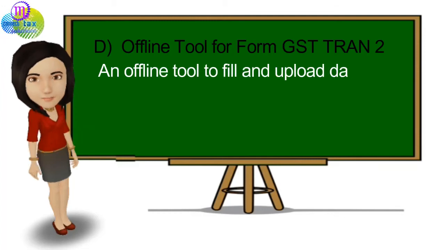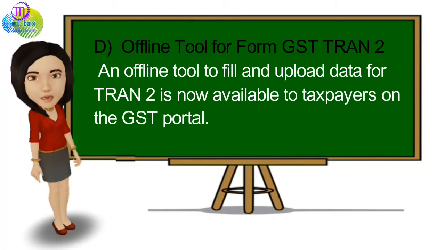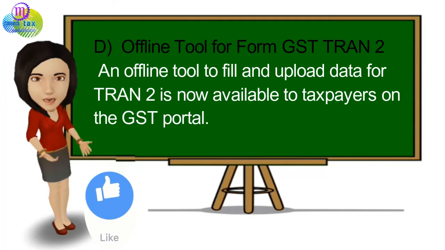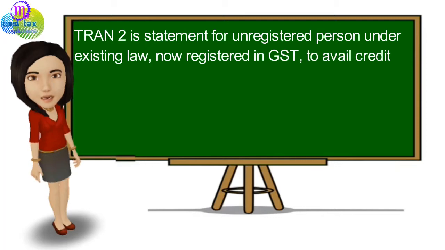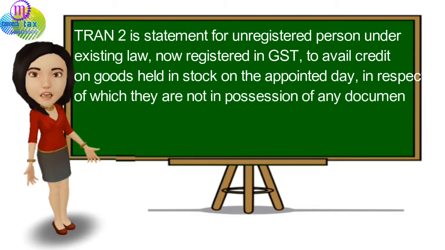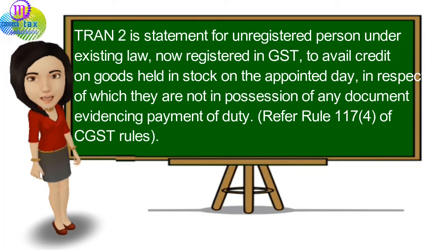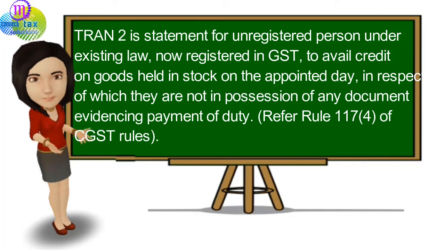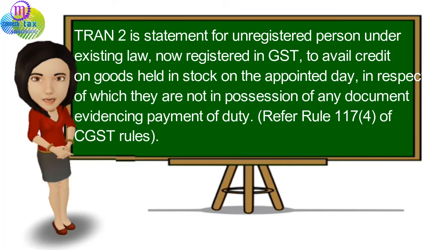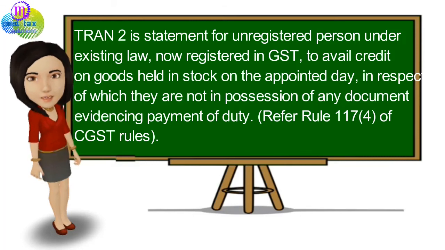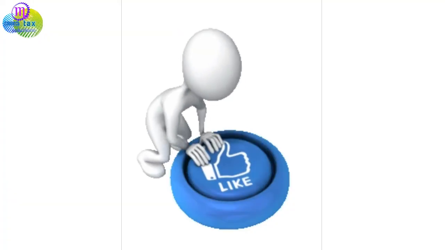D. Offline tool for Form GST Tran 2. An offline tool to fill and upload data for Tran 2 is now available to taxpayers on the GST portal. Tran 2 is a statement for unregistered persons under the existing law, now registered in GST, to avail credit on goods held in stock on the appointed day, in respect of which they are not in possession of any document evidencing payment of duty. Refer Rule 117(4) of the CGST Rules.